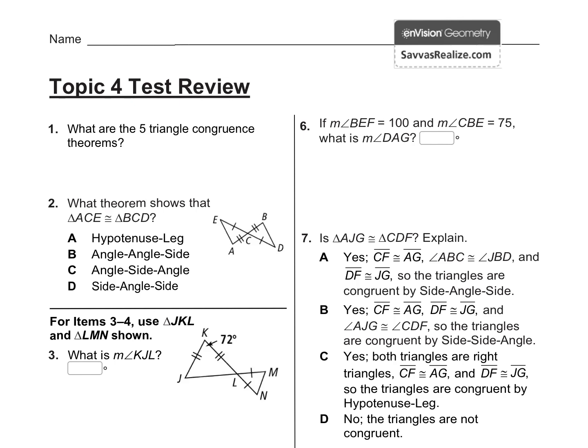Topic 4 test review. Number 1, what are the 5 triangle congruence theorems? Where do you get that from? The board. All you got to do is write them down. Side, side, side. Side, angle, side. Angle, side, angle. Angle, angle, side. Hypotenuse, leg. That's all you got to do is write them down.